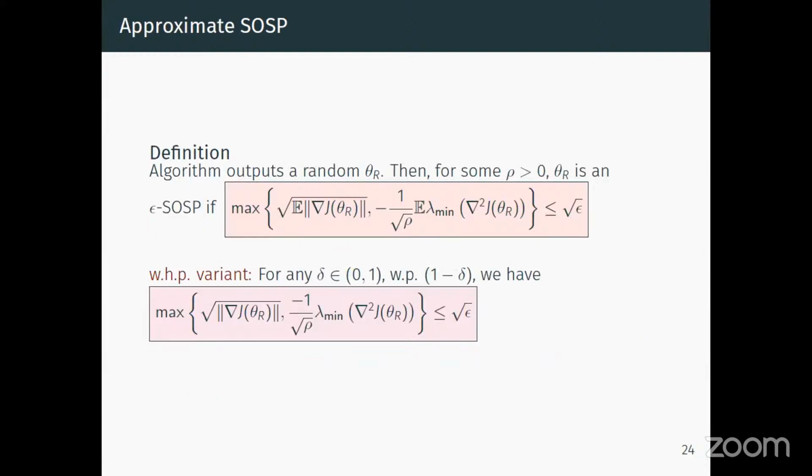So this is a different way of writing it. A second order stationary point where this square is less than epsilon. I made it a square root and also made the lambda min, and I put a minus here, so I'll give guarantees in this form. This is just another fancy way of rewriting a second order stationary point. So we come up with algorithms which get us there.